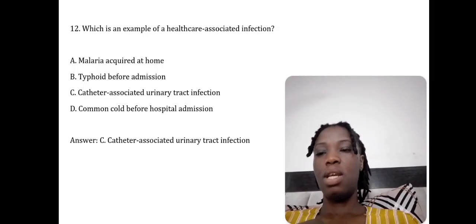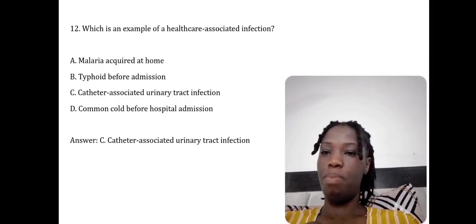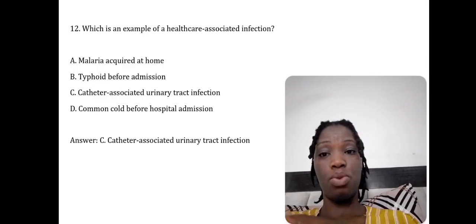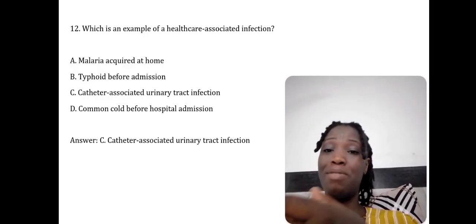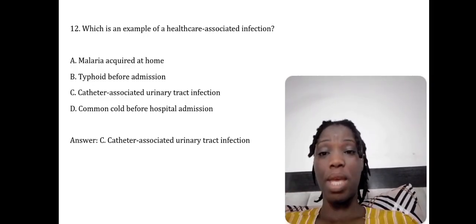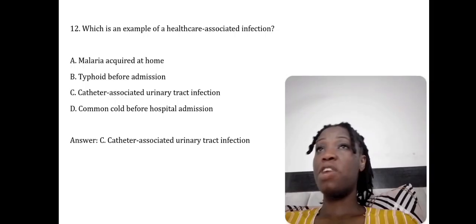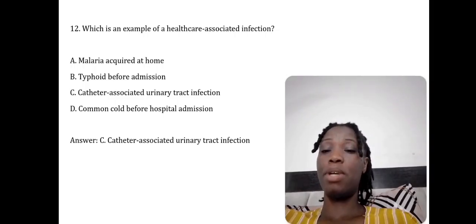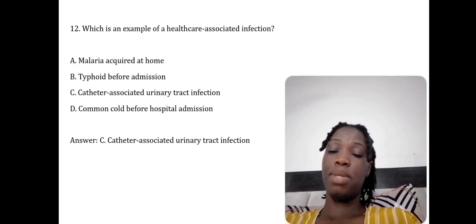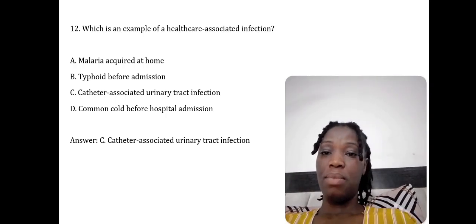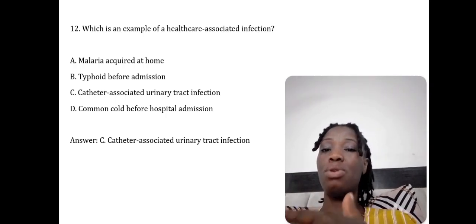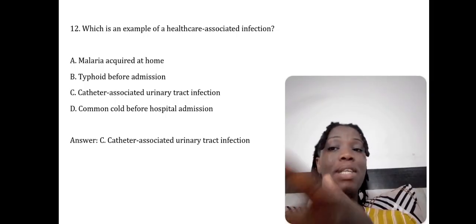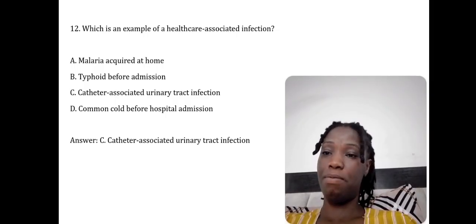Your option said malaria acquired at home. They already put at home there. You can also acquire malaria in the hospital, because some people stay for more than 3 days, some people stay for more than 1 week. And all those patients that are infected with malaria and the rest, mosquito will go and bite them, carry the plasmodium, will go and transmit to another person that does not have malaria. That's why most times they try to reduce your stay in the hospital. Not because of anything, but because of all this hospital-acquired infection.